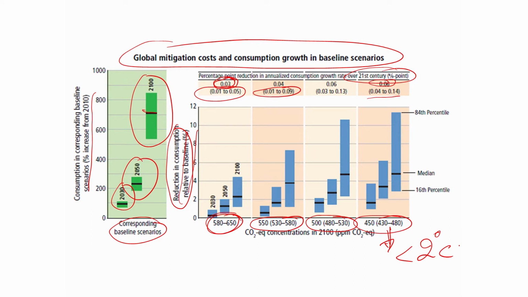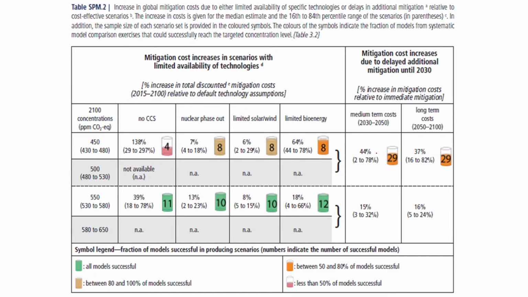RCP 2.6 wants to keep the warming to less than 2 degrees centigrade, but you can see that the range of reduction in annualized consumption with reference to the baseline from 2010 is pretty huge going into 2100. So, already we should be starting and quickly ramping up by 2050 and then be able to reduce consumption by a lot into 2100. Another complicated looking table, but let us just look at it carefully.